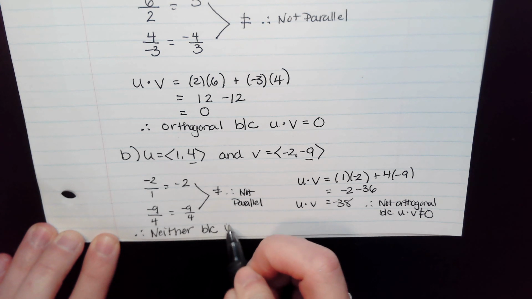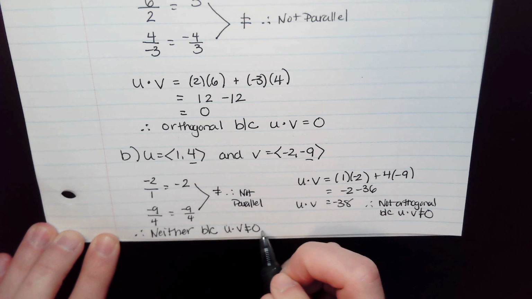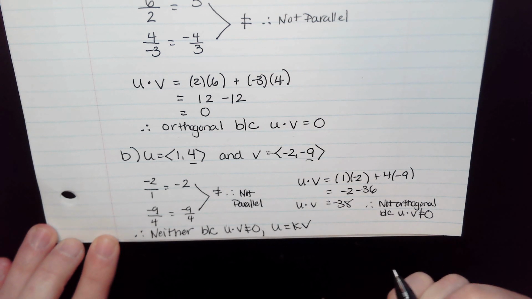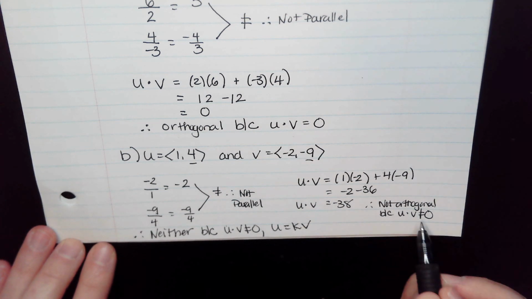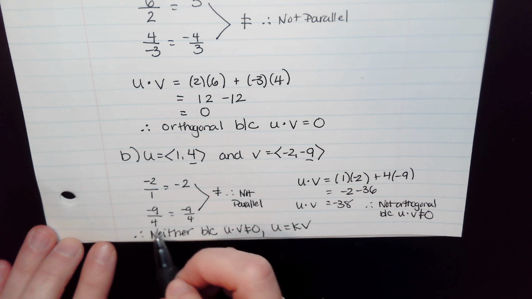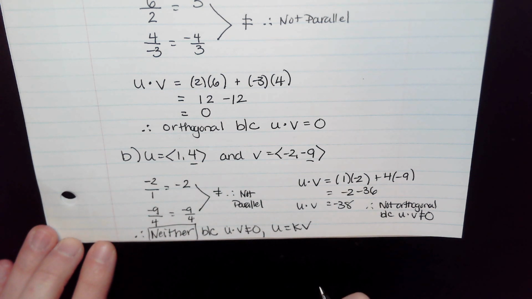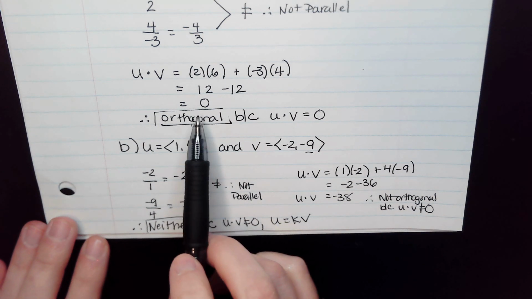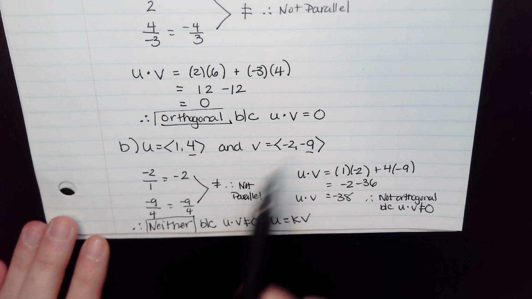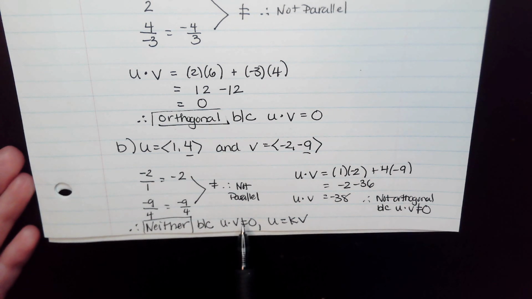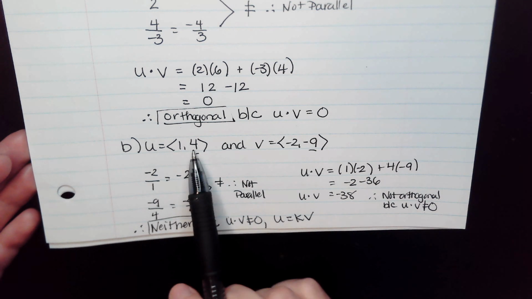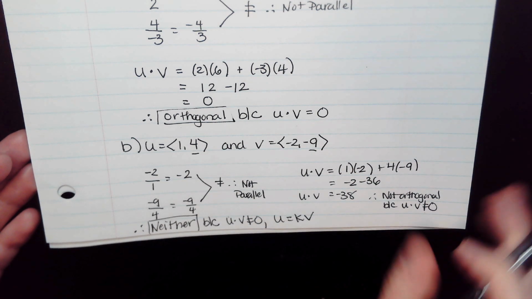because u dot v does not equal 0. They're not orthogonal, and u does not equal k times v. So they're not parallel and they're not orthogonal, therefore they're neither. And then just giving some type of explanation. So here they are orthogonal because the dot product equals 0. Here they're neither because the dot product does not equal 0. And when we multiply one vector by a number, a scalar quantity, it doesn't give us the other vector.